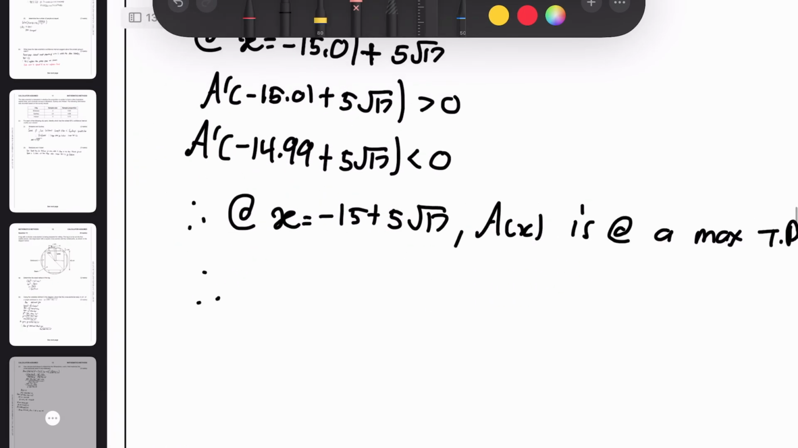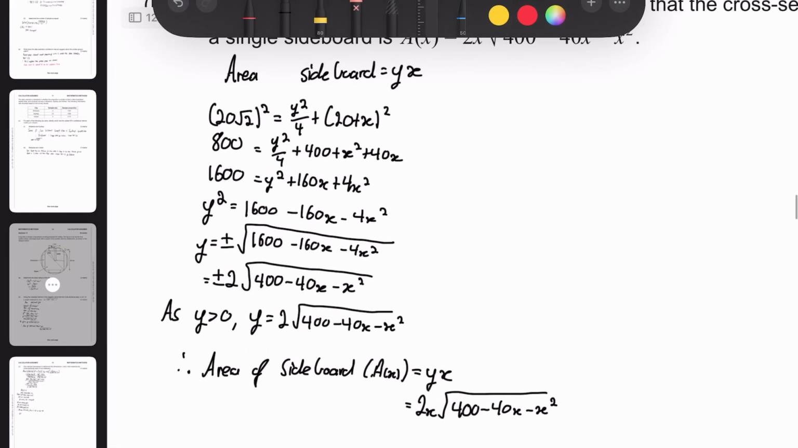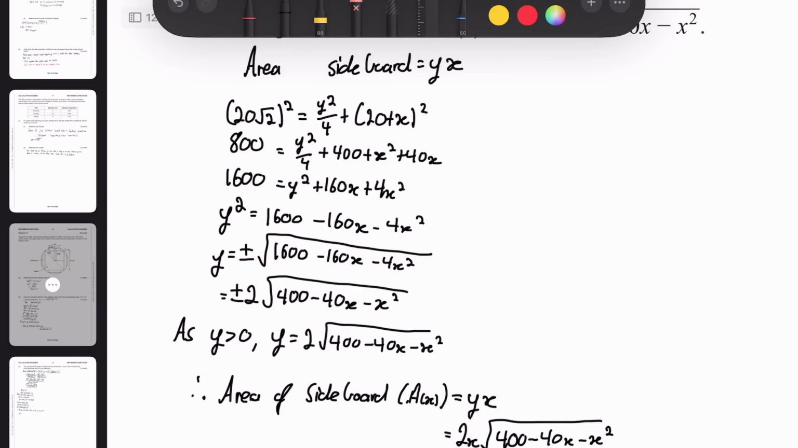Therefore, y is equal to this. So let's just put this in the calculator. Square root of 400 minus 40x minus x squared, given that x is equal to negative 15 plus 5 square root of 17.